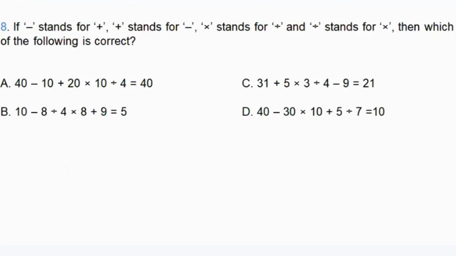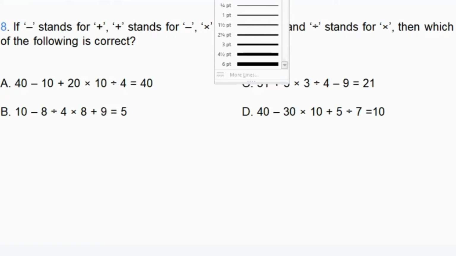Now the eighth question. If minus stands for plus, plus stands for minus, multiplication stands for division and division stands for multiplication, then according to that, which one of the given options is correct?